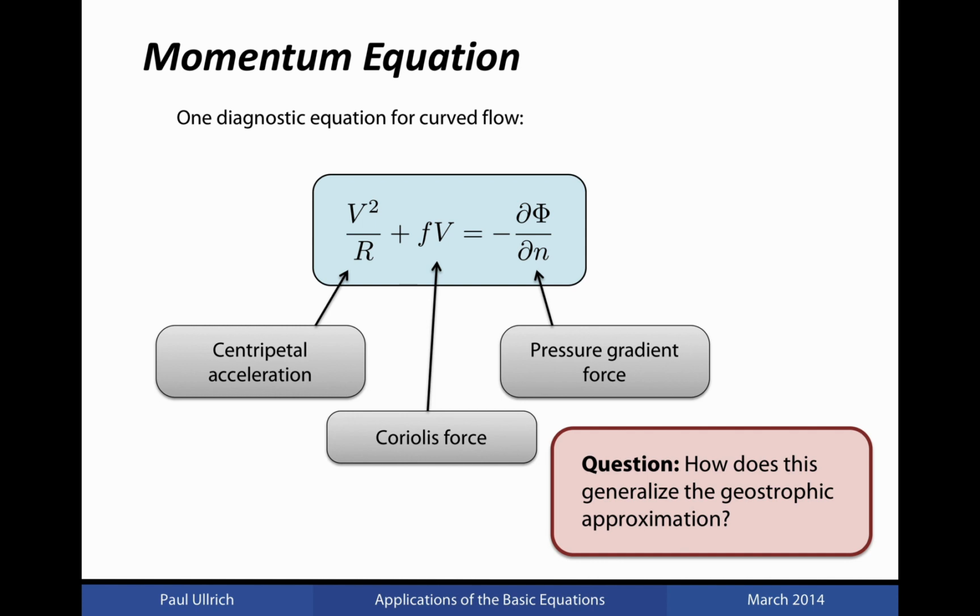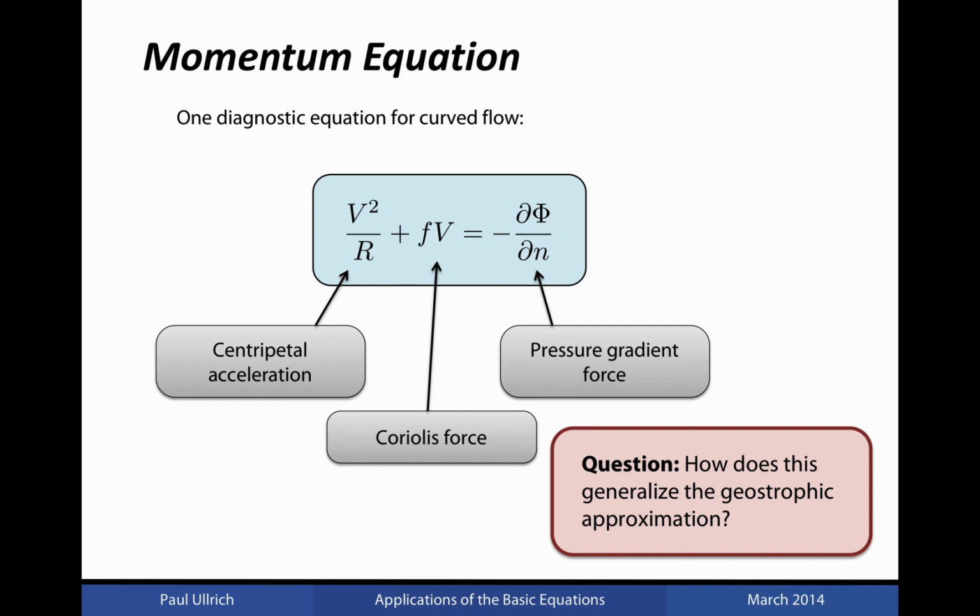So what does this equation look like again? First term, centripetal acceleration of the fluid flow associated with horizontal curvature of lines of constant geopotential. A Coriolis force term. And on the right-hand side, a pressure gradient force term associated with changes in pressure gradient perpendicular to lines of constant geopotential.